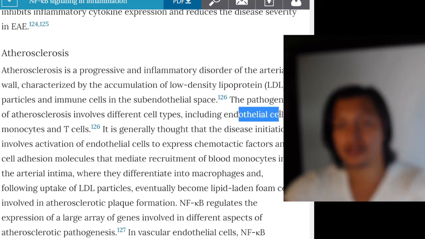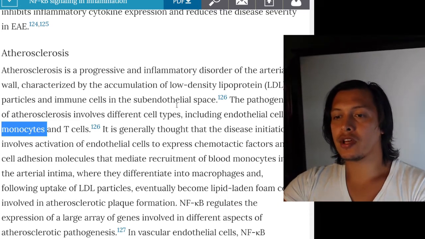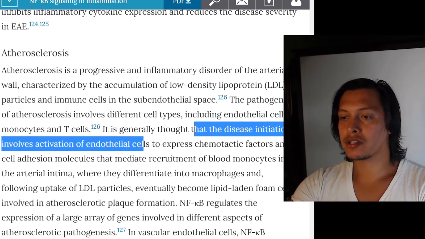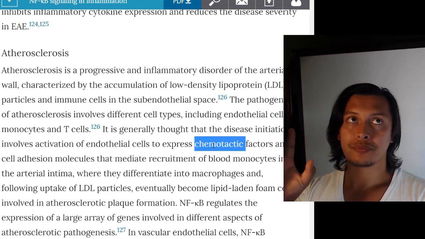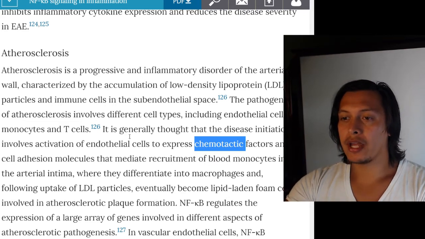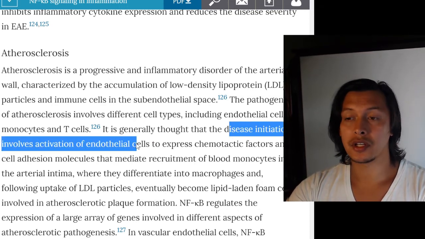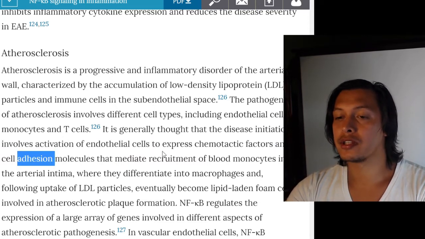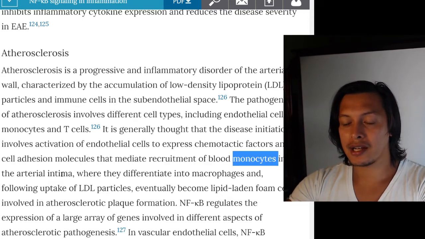The pathogenesis of atherosclerosis involves different cell types, including the endothelial cells, the monocytes, and the T cells, and monocytes are just a type of white blood cell. So it is generally thought that the disease initiation involves activation of endothelial cells to express chemotactic factors. So these would be different chemicals that convince certain cell types around them to move into the area. It is generally thought that the disease initiation involves the activation of the endothelial cells to express these chemotactic factors and cell adhesion molecules that mediate recruitment of blood monocytes into the arterial intima.